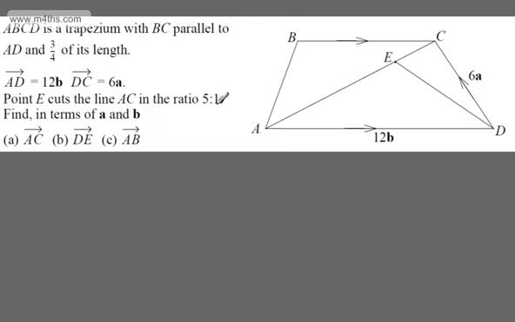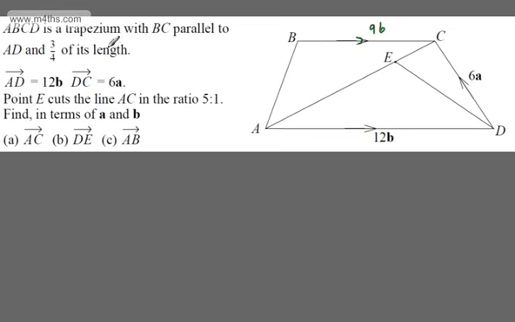So straight off, I want to write that BC is going to be 9b. So let's grab a pen that's not white, that doesn't look too good. This right here is going to be 9b. It is simply 3/4 of the length of AD, and as it's parallel it's going to be in the same direction. Okay, we've got the point E cuts the line AC in the ratio of 5:1.